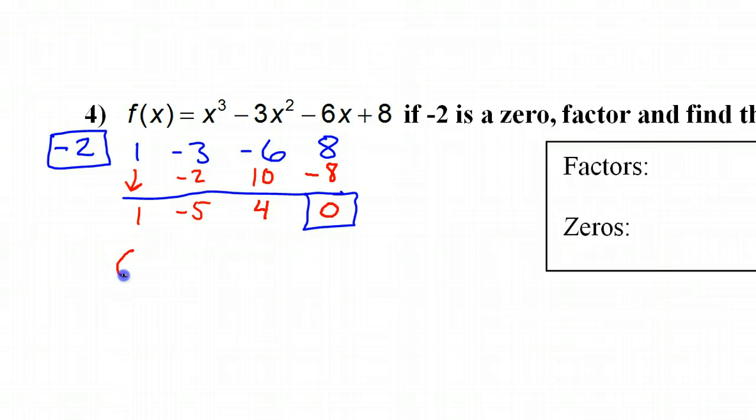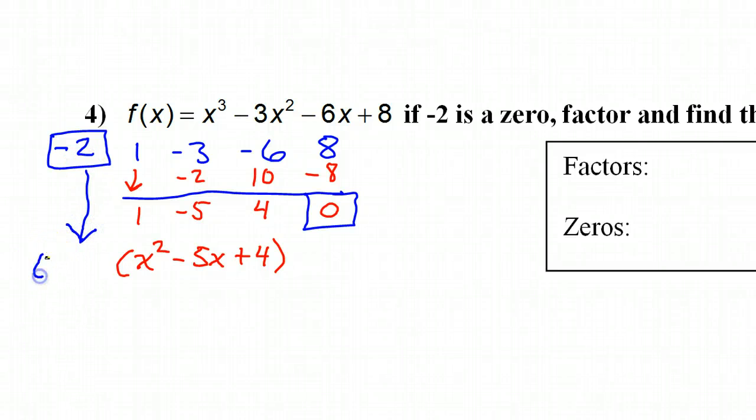Turning this back into a trinomial becomes x squared minus 5x plus 4. All right, just putting the coefficients back in place. And this 0 of negative 2 tells us that we must have a factor of x plus 2. So I have this so far. But I'm going to see if I can factor this more.